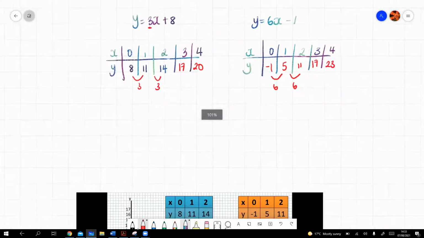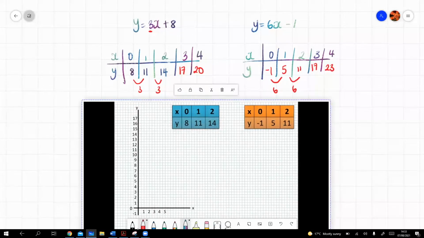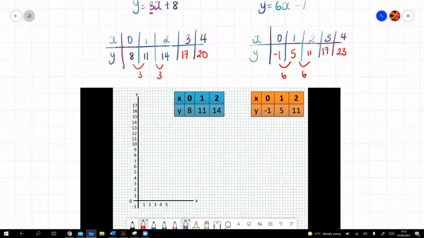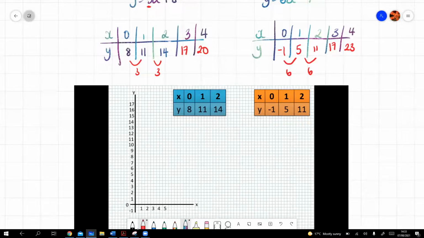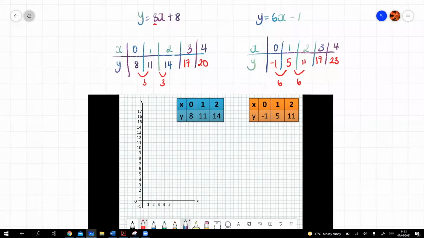So we've now got to plot this. I've done the first few here already. We've now got to plot this on this graph. So let's plot the first line. We'll do it in a different color pen because that'll make your life a lot easier. The first coordinate is 0, 8. So 0, 8 is here. Next coordinate 1, 11. Next one 2, 14. Next one 3, 17. Oops. Try and follow this.